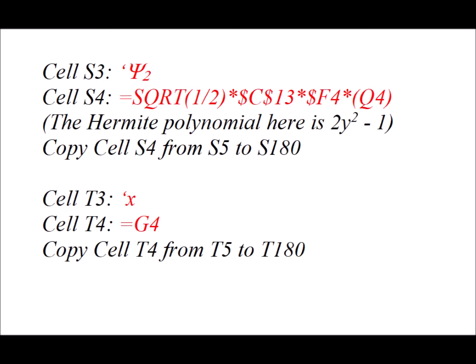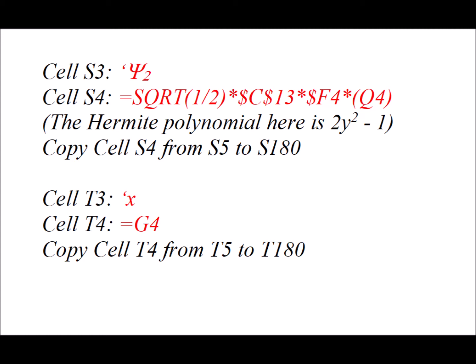In cell S3, we have the label psi sub 2, so this is our third eigenfunction. In cell S4, we have the formula to compute it, using the fact that the Hermite polynomial here is that 2y squared minus 1, which is in its own particular column, computed separately for needing it. And then we copy cell S4 from S5 to S180.